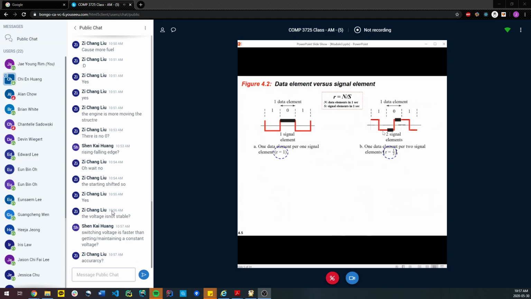Obviously, maintaining a constant voltage is easier. Right? I'm still switching. It's just that one of them I'm switching in the middle of the bit. I don't see this is the logical bit one. I'm switching the voltages in the middle of the bit. The other one I'm switching at the bit boundary. So I'm still doing the switches, but now I have time shifted the switch from the actual bit boundaries to the middle of the bits.